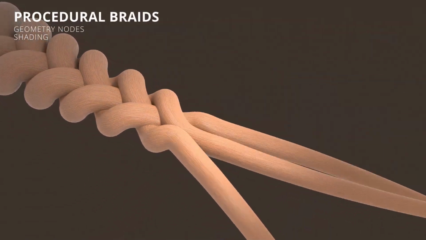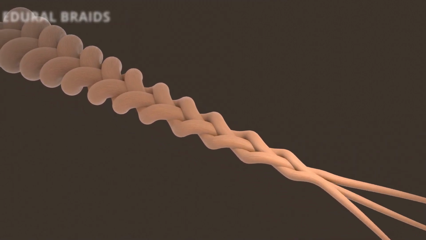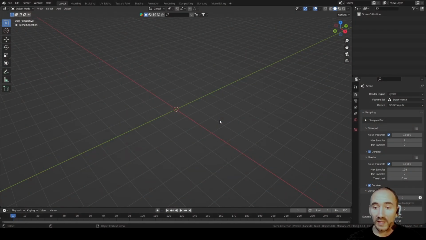Today we are going to learn how to make procedural braids in geometry nodes. Let's get started. I am in Blender version 3.2.1 and the idea is this. We want to create a braid.